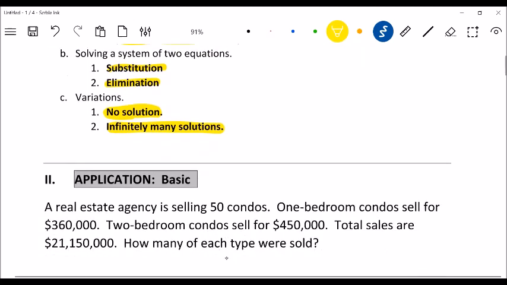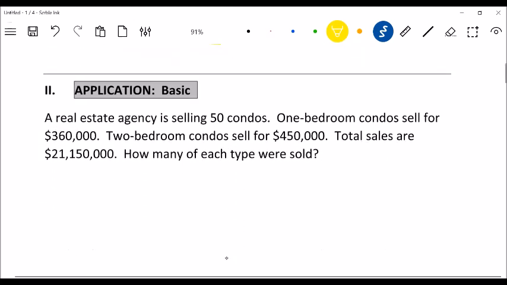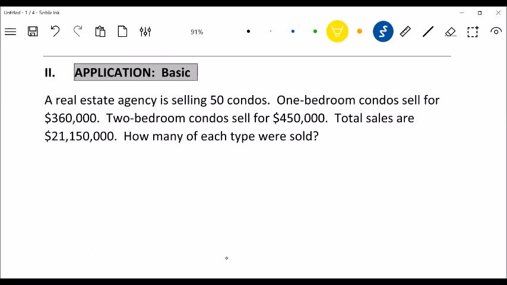Let's go right to doing some application problems. What you might call word problems, but they are attempts to apply, good attempts in many ways, what you know with systems of equations. So let's do that here. Here's a basic, simple one.